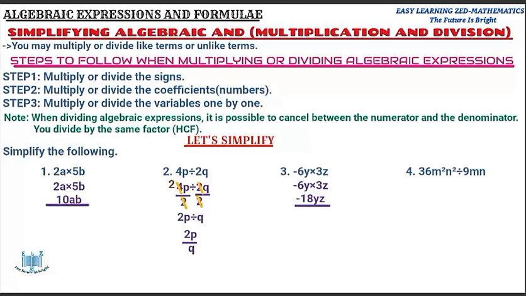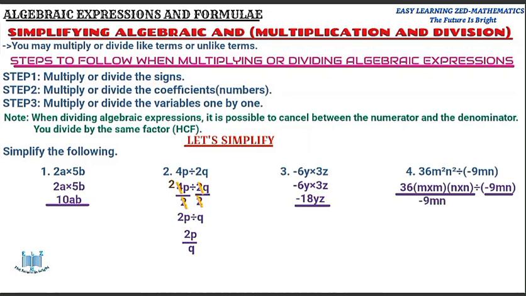Question number 4, we have got 36m squared n squared divided by negative 9mn. So what we're going to do is write it down here. Once we have done that, the next thing is I'm going to expand 36m squared n squared, which will become 36, then m multiplied by m, n multiplied by n. Then I'm going to divide both sides by negative 9mn.